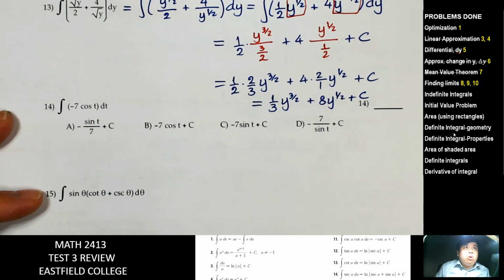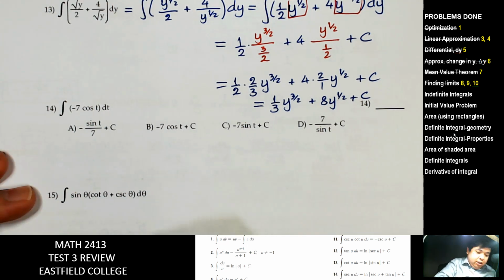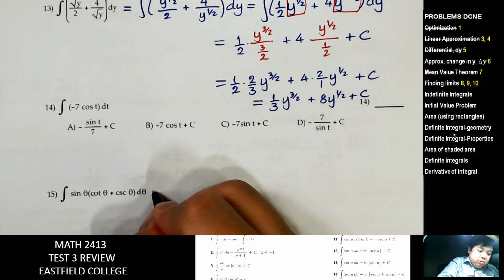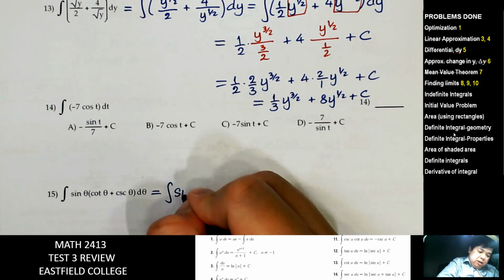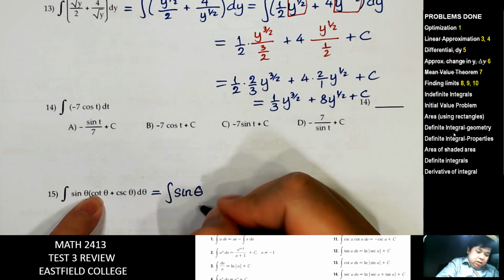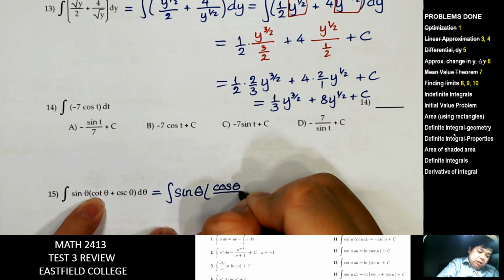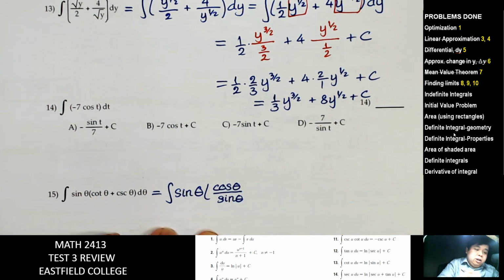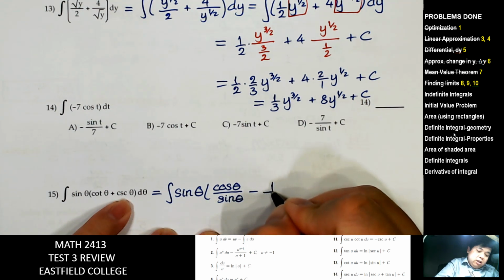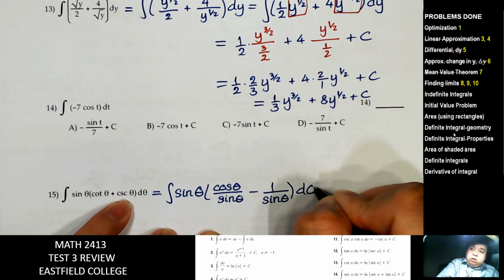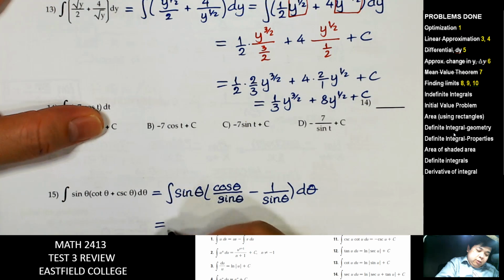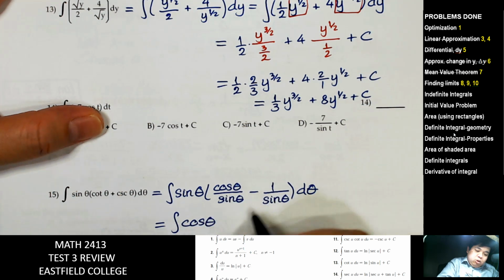Next we'll skip 14 and do 15 instead. So it is easier to do this if we multiply it out. So sine of theta, cotangent is cosine over sine, and cosecant is 1 over sine. Multiply it out, sine and sine cancel. We have cosine theta, and multiply this, we have just sine and sine cancel, just 1.